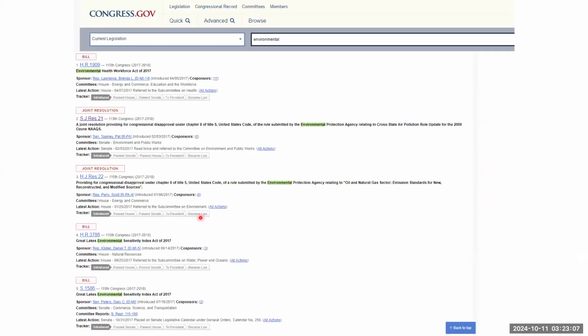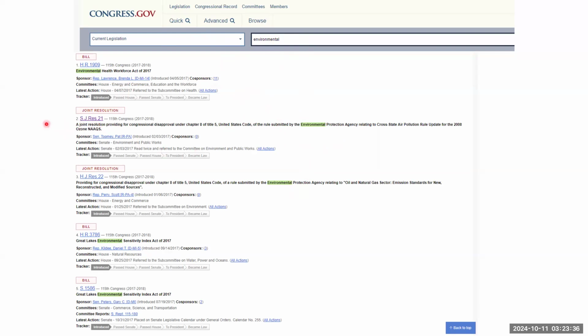Once you're on the Thomas website, so this is a little glimpse into what Thomas looks like, you can search for any laws having to do with whatever keyword you might be interested in. So this is from a few years ago now, but I just did a search for environmental, and you can see that there are a number of laws coming up related to various environmental things. So, for example, this.